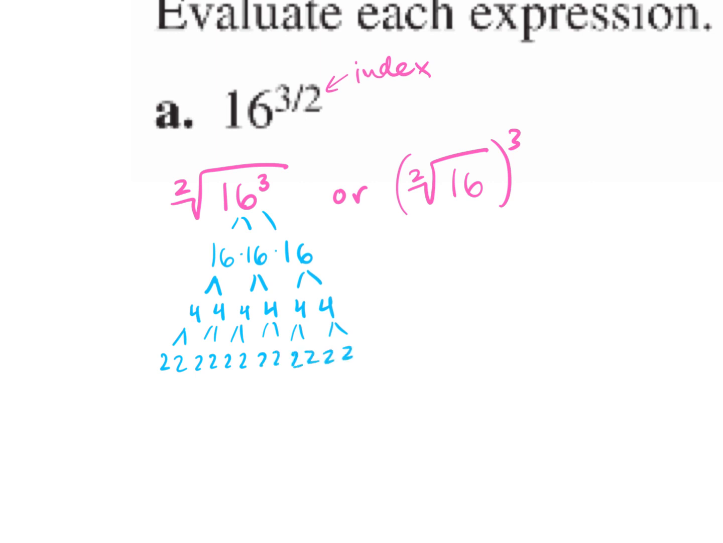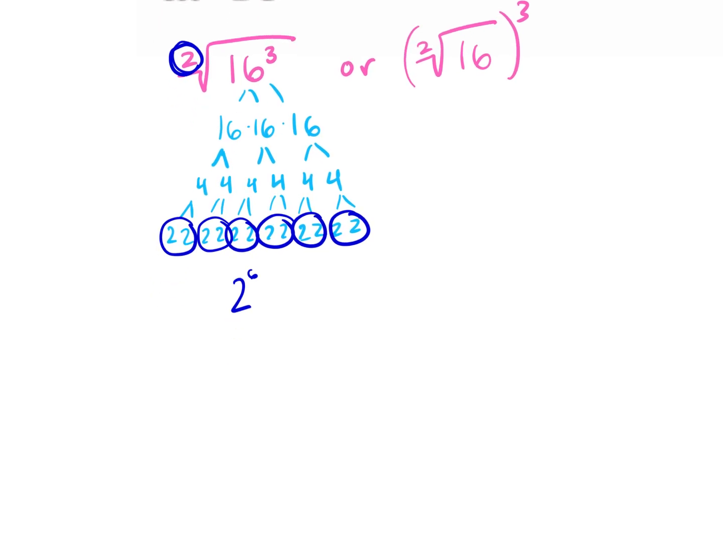So I'm circling how many of a kind here? 2 of a kind. So I have 2 twos, 2 twos, 2 twos. How many groups of twos do I have? 6. So this is like saying 2 to the 6th power. So we'd have to actually multiply out 2 times 2 times 2 times 2 times 2 times 2.